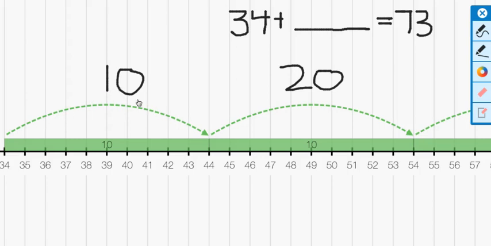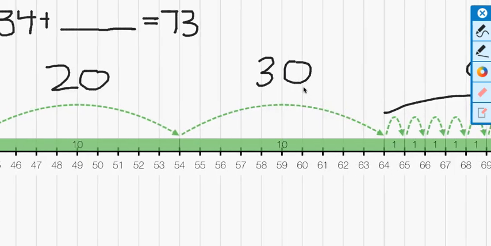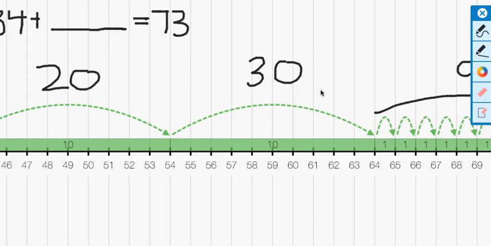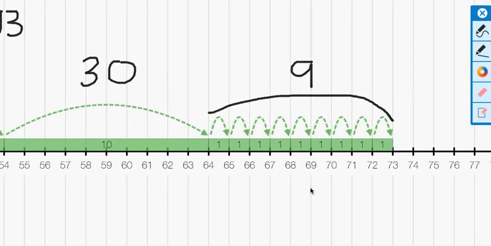So there's my first hop. So I have 10, and I'm counting up, remember. 20. There's my third one. 30, so 3 tens makes 30. But remember, I couldn't add another 10, so I had to start counting by ones. So I had 10, 20, 30.